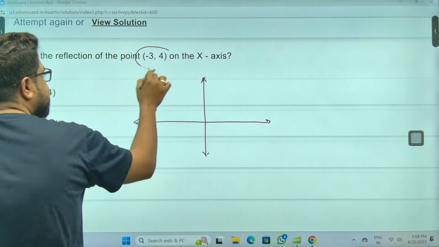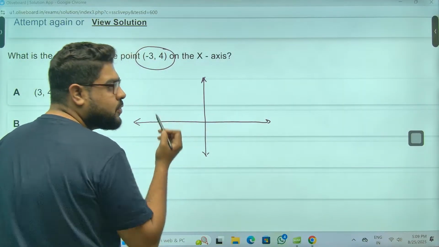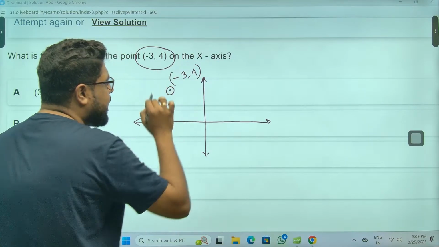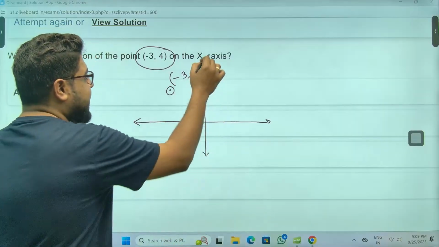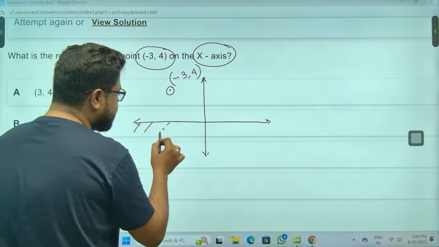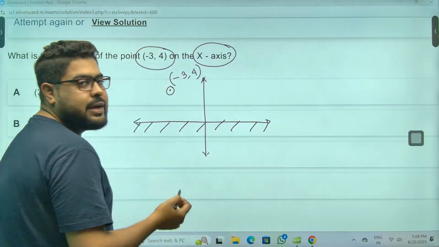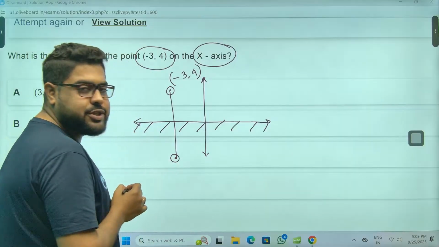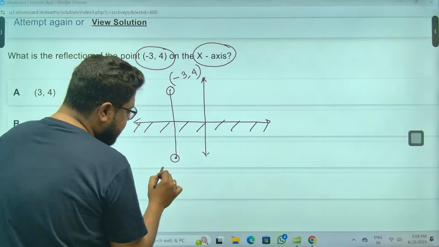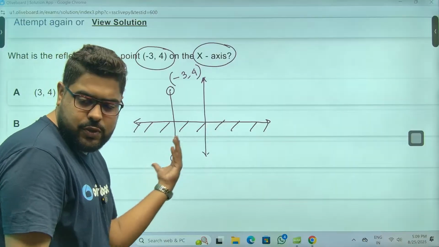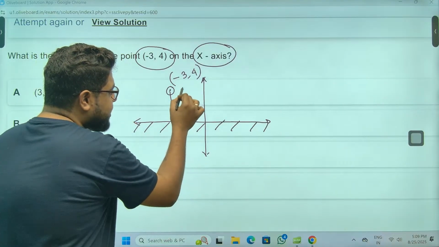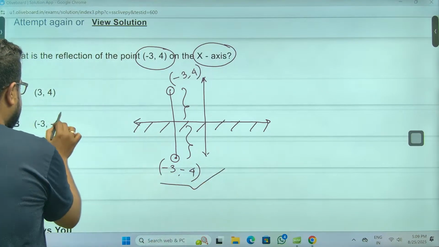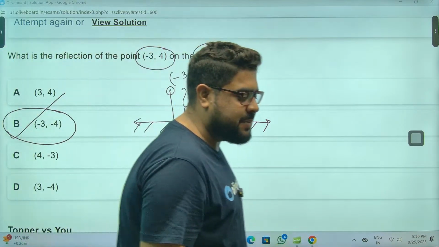So let's understand. Minus 3 comma 4 will be how much? Minus 3 will go like this and 4 will go up like this. This is your minus 3 comma 4 point. We all have done this in school. Now on the x-axis your reflection, meaning this x-axis is now your mirror. So if this is the mirror, this will be where you will get your image. Minus 3 will remain minus 3 because it is the same distance towards the left. Only this plus 4 will become minus 4. That's your answer, so minus 3 comma minus 4. Option number B is your answer.